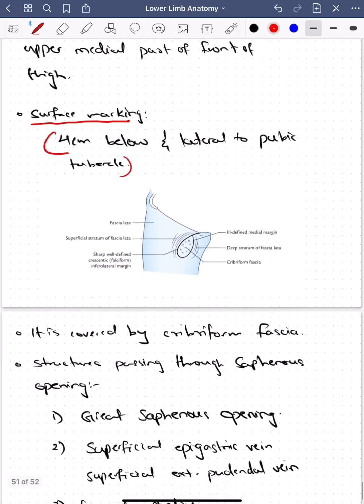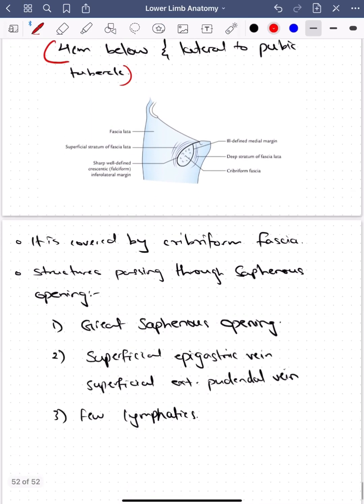Now other points that you can include: because it is a folding on itself, it has a well defined lateral margin and an ill-defined medial margin, and it is covered by a cribriform fascia. The word cribriform is used when something has so many holes in it. So basically this structure is porous, like a sponge. So it is called cribriform fascia.